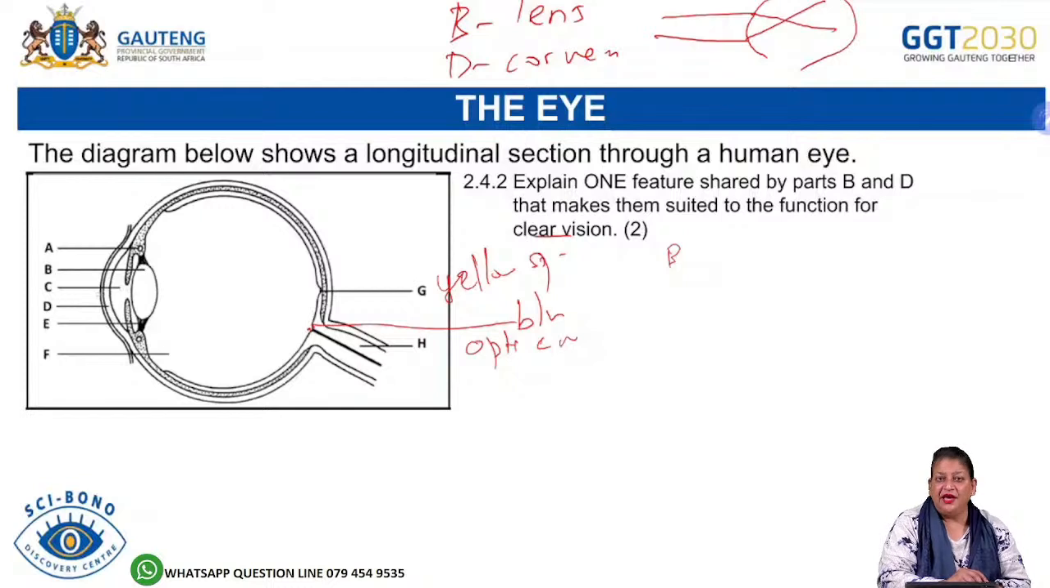What else can be another feature? That is the cornea, and my cornea is transparent like a window pane for light to pass through it.